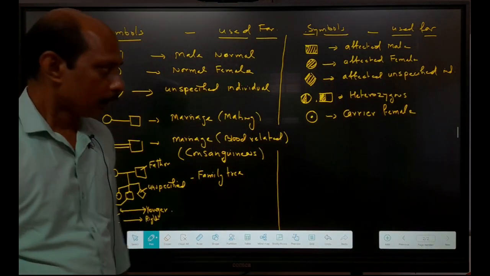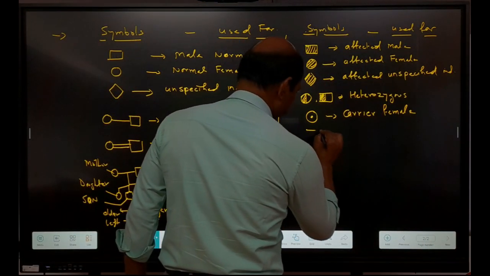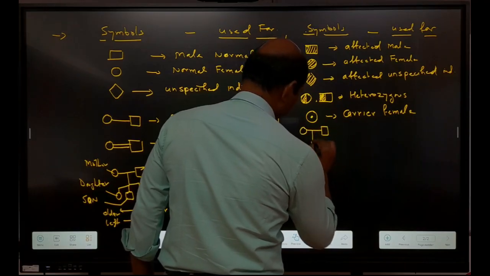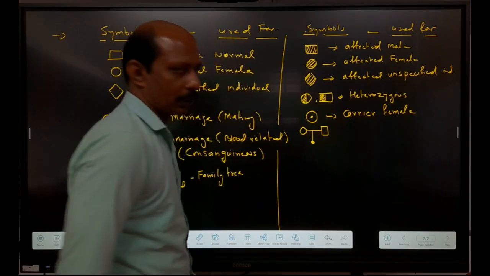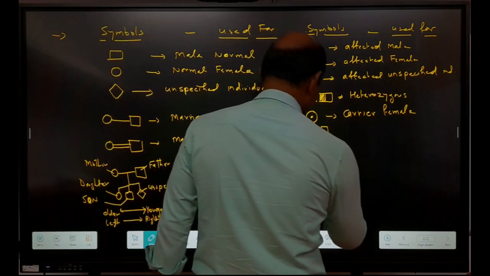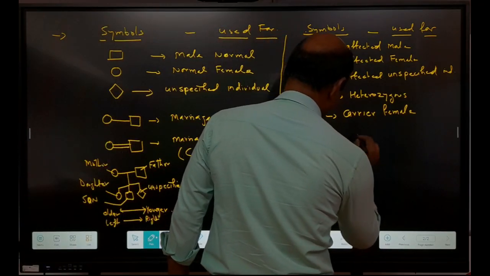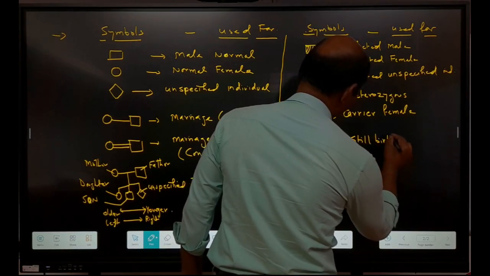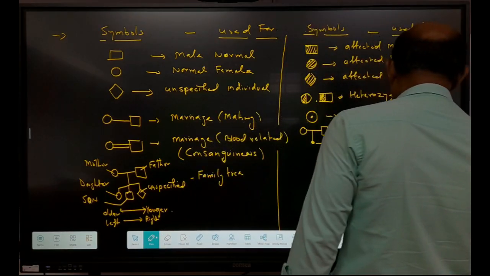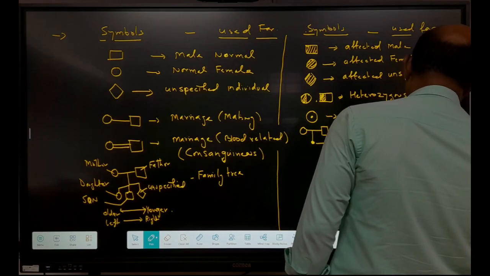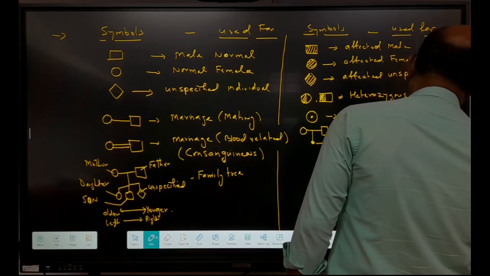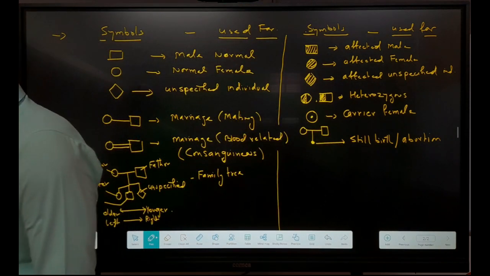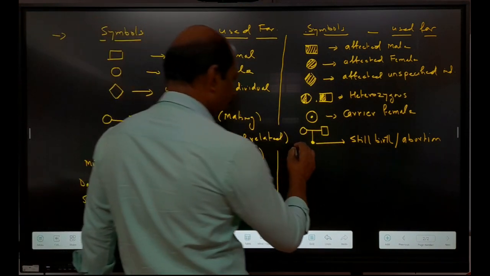Okay. Third is here. Suppose that it is represented by this one and a small dot-like structure is present. So, small dot-like structure, this means what? That represents the stillbirth, or we can say abortion. Abortion, right?